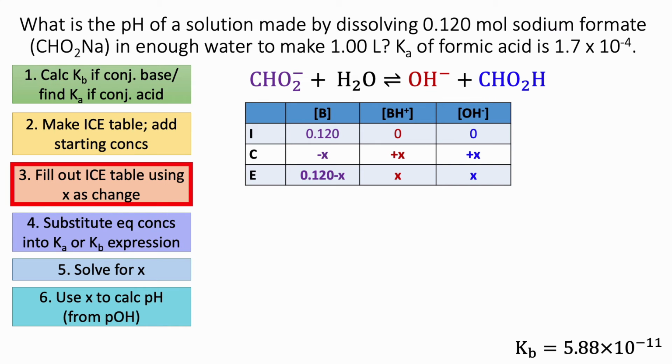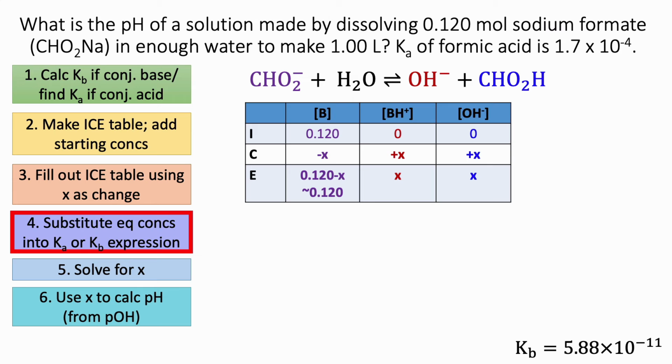Now we're going to fill out the ICE table using X as change. Remember that for hydroxide we're starting with 0. That has to increase, so we're going to put the plus X on that side. The base, we're going to lose some because it's on the other side of the reaction, so that's going to be minus X. And then we can add the initial and change rows to get our equilibrium concentrations.